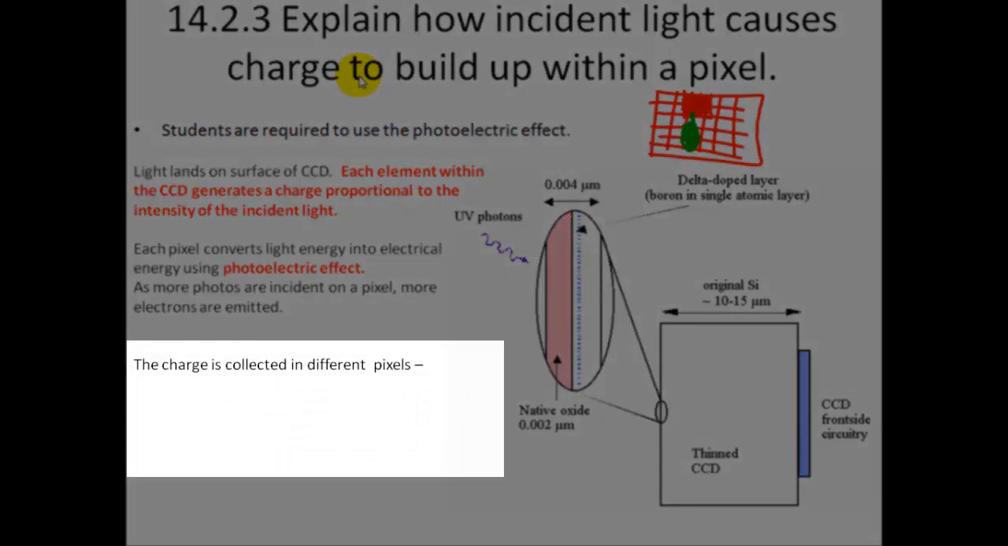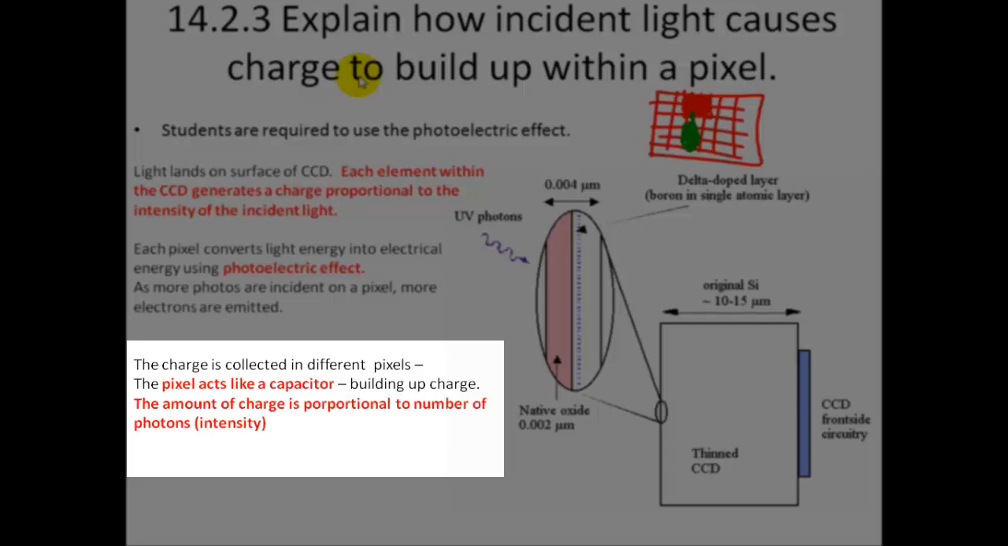Now, each pixel is able to generate a charge which depends on the light that has been falling on it. Each pixel acts like a capacitor and it builds up the charge, which depends on the photons that have fallen on that pixel.